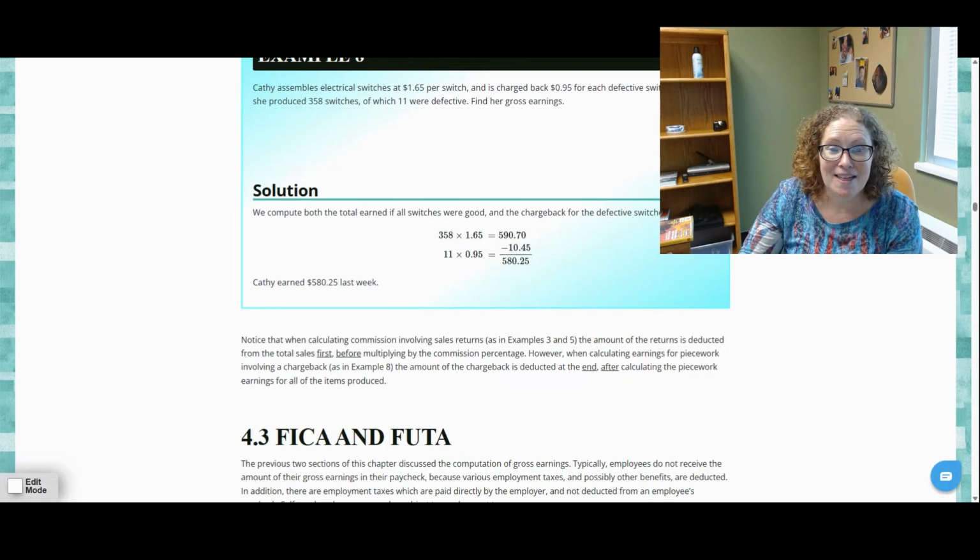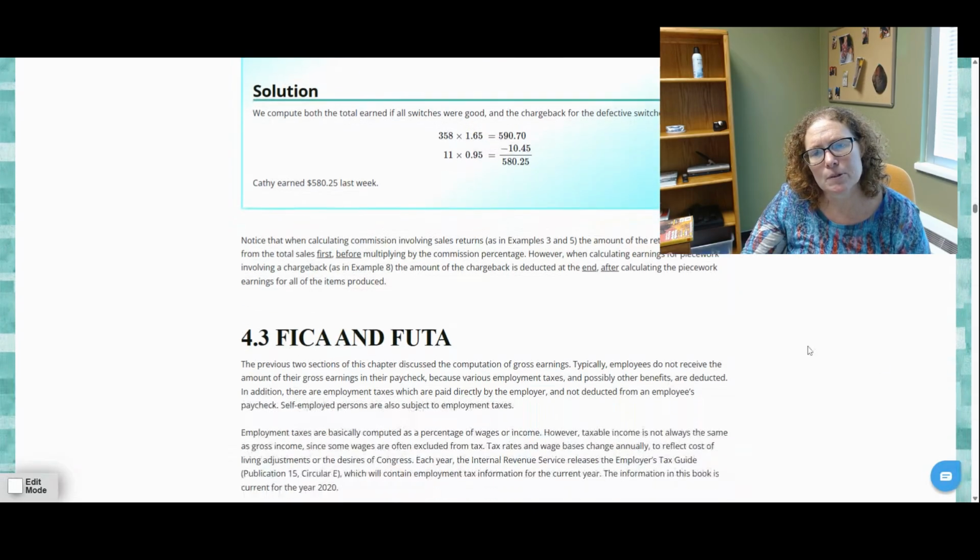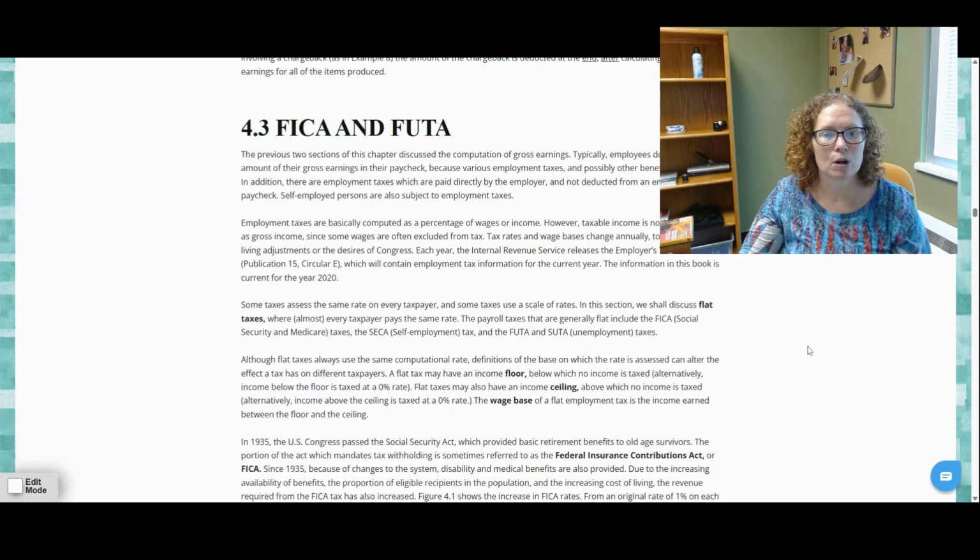So that is piecework. Remember that when you're calculating commission involving sales returns, when we looked up there in examples 3 and 5, the amount of the returns was deducted from the total sales first before multiplying the commission percentage. But when we calculate piecework, the chargeback is deducted at the end after calculating the piecework. So it's a little bit different, so just keep that in mind, depending on whether you're looking at commission or piecework.